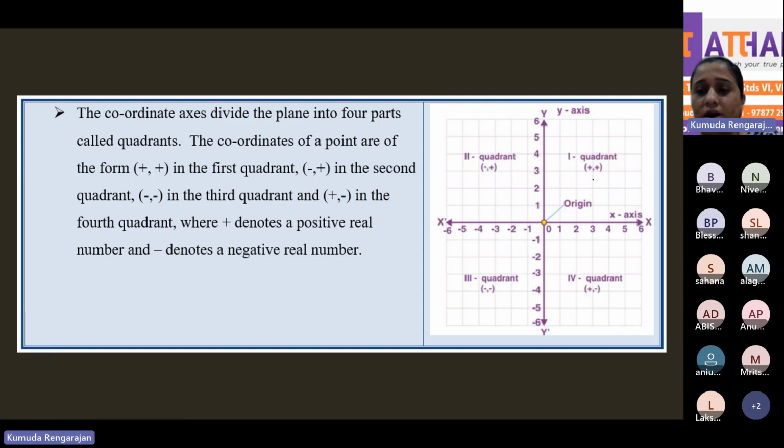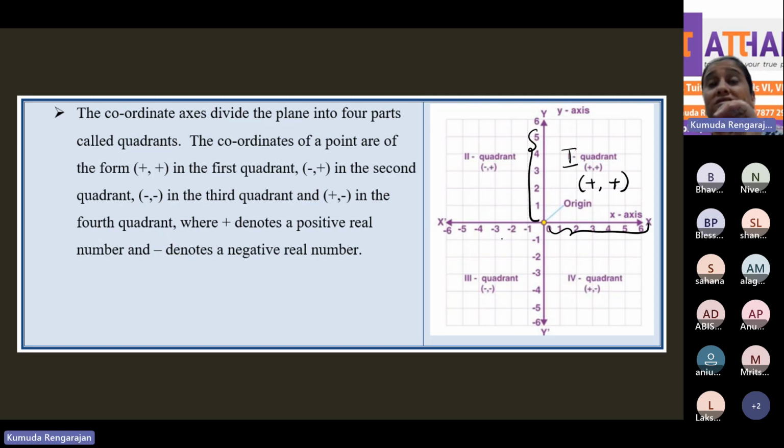So the first quadrant has the positive side of the x-axis and the positive side of the y-axis. So the address of any point that lies in this quadrant will be both positive. That is, the x-coordinate is positive, and the y-coordinate is also positive.